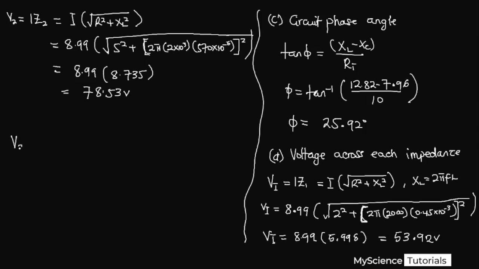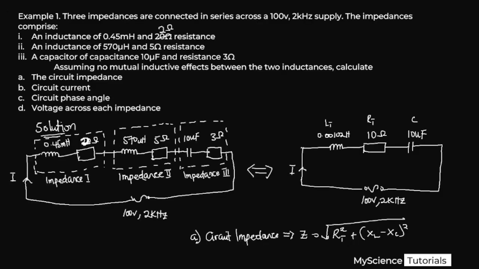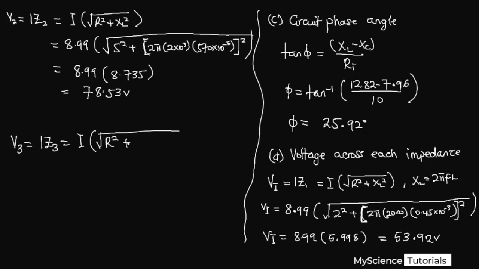So let's do the same thing. The voltage across the third impedance will be I Z3, and our I is still the same, but our Z3 will be equal to the root of R squared, since we have a resistor over here, but this time around we have a capacitor instead of an inductor, so here it will be XC squared. Okay, this is too long, so we'll have our I, which is 8.99.